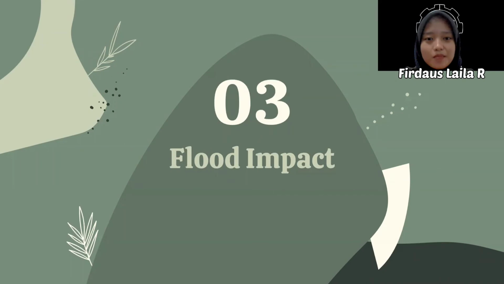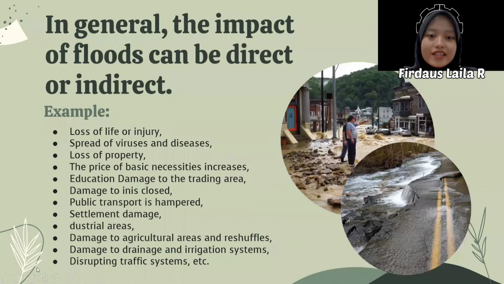Next, I will explain about the impact of flood. In general, the impact of floods can be direct or indirect. Example, first, loss of life or injury. Floods that hit an area can damage and wash away homes, causing injuries and deaths. Two, spread of viruses and diseases. Flood victims, both at home and in refugee camps, many are affected by skin diseases, diarrhea, bleeding, etc.